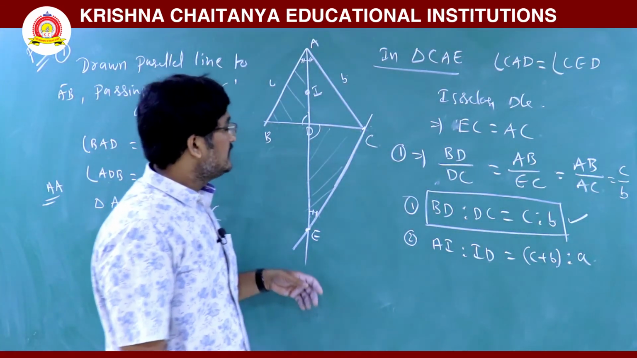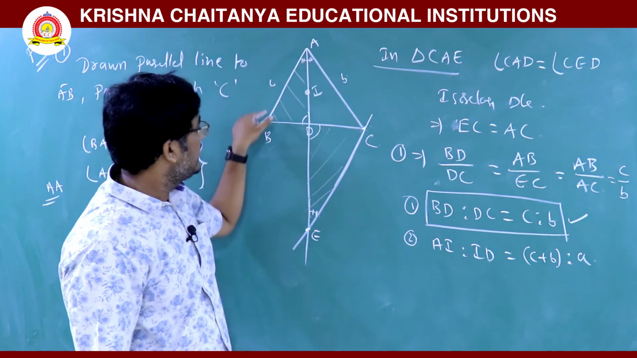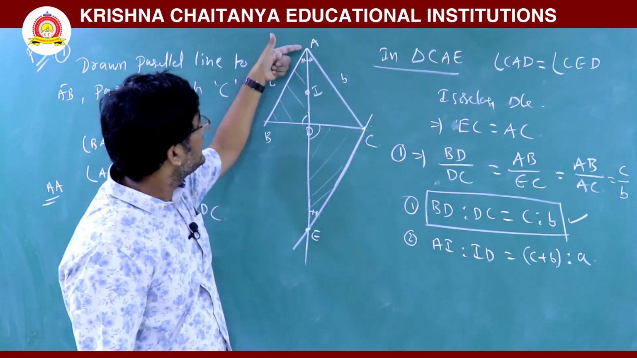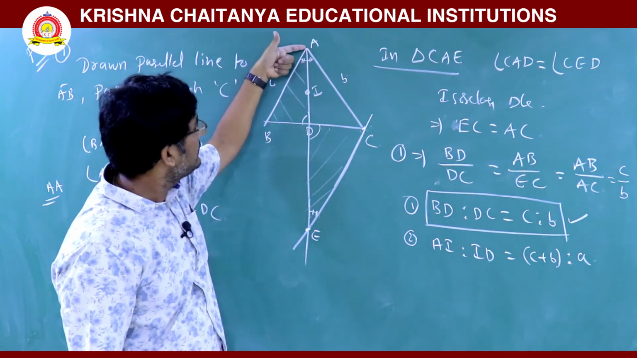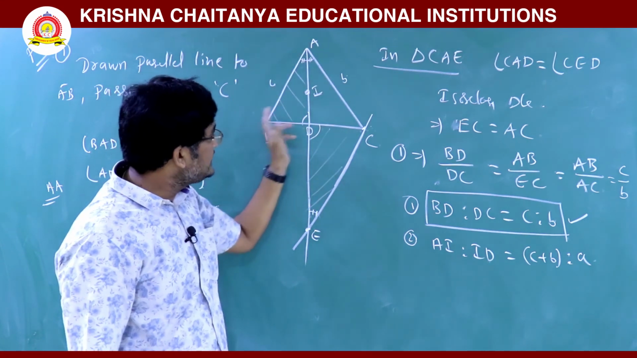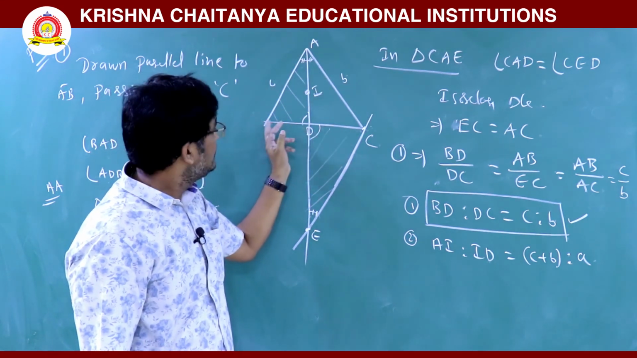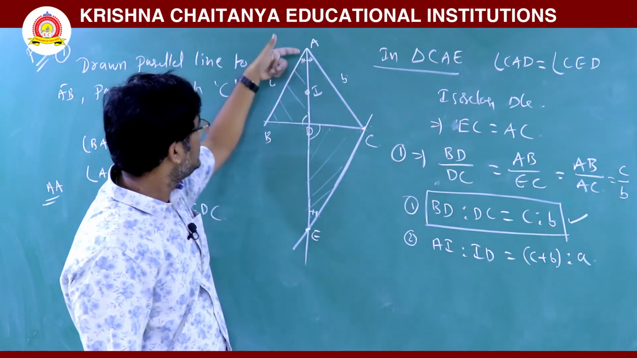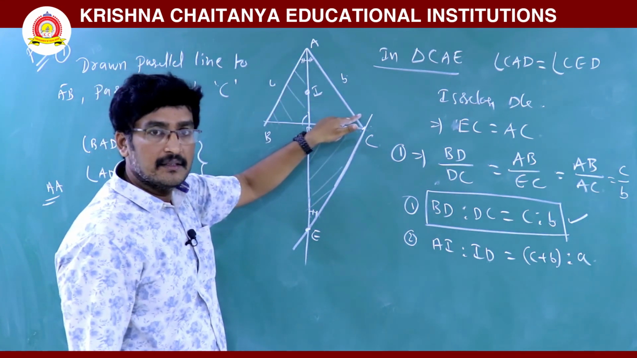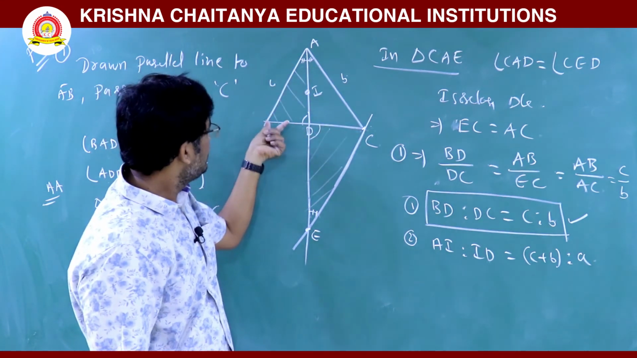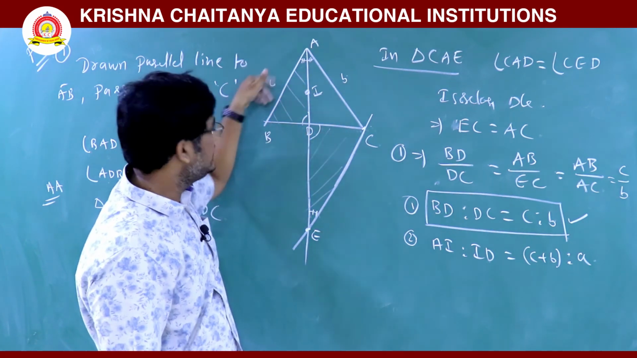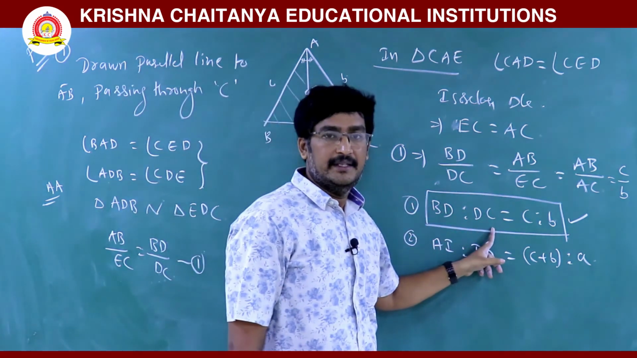Listen to me carefully. Suppose you take triangle ABC like this. It is the angular bisector of angle A. If this angular bisector of angle A meets BC at somewhere D, then BD is to DC is equal to AB is to AC. In the same way, BD is to DC is equal to c is to b. This is the first property.